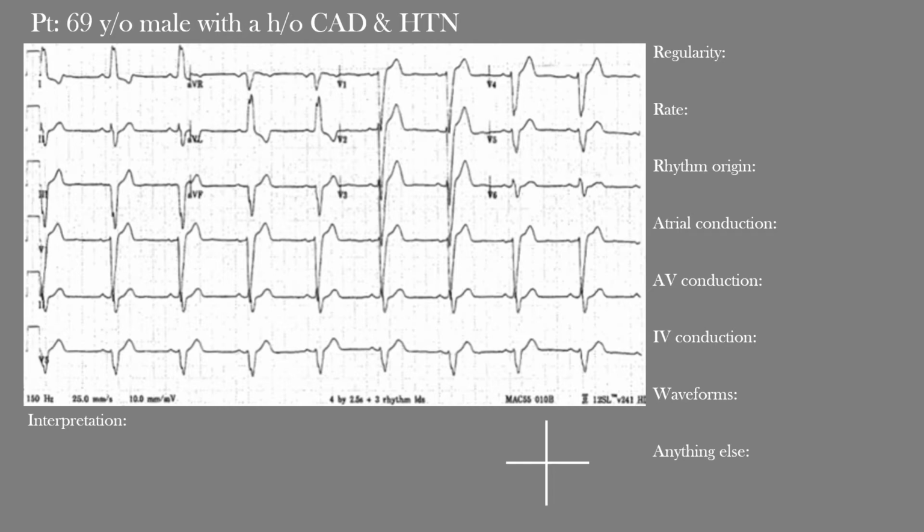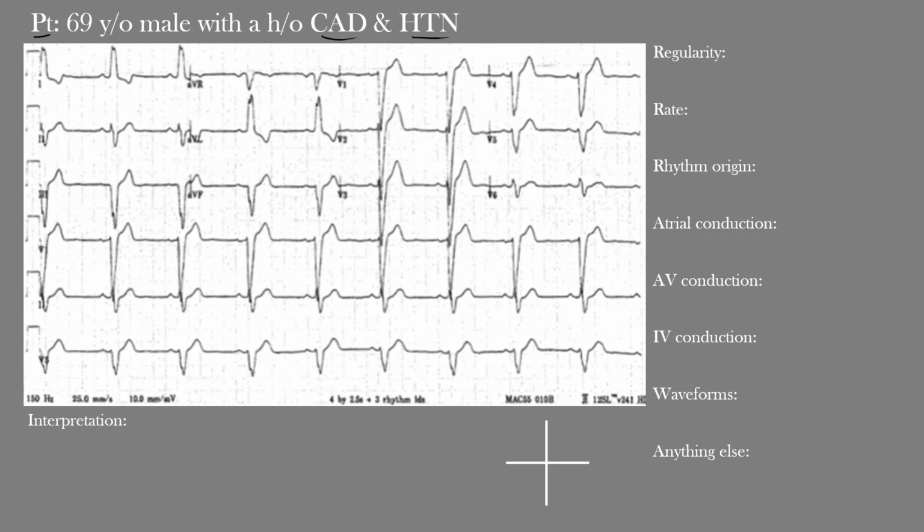This week's case is a 69-year-old male with a history of coronary artery disease and hypertension, and we have his EKG shown here. Now, before we get started, let's review our approach that we've been using to interpret EKGs. Notice we have the patient's clinical presentation, the EKG below, and on the right side, you can see the things that we're going to go through.